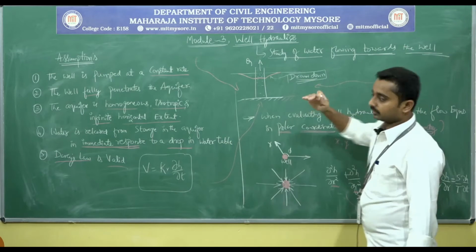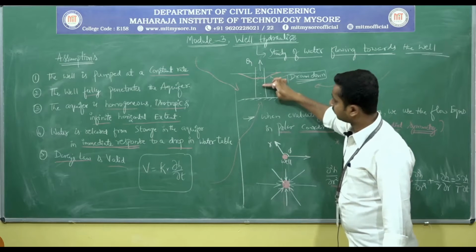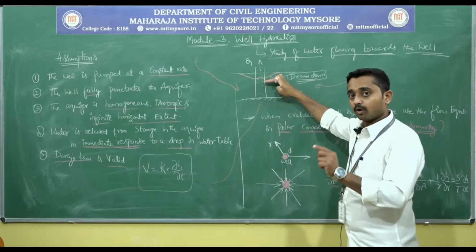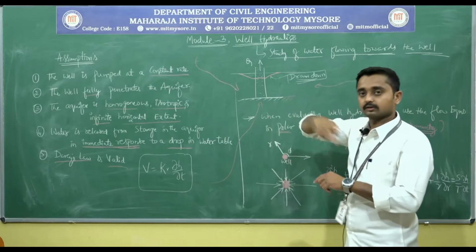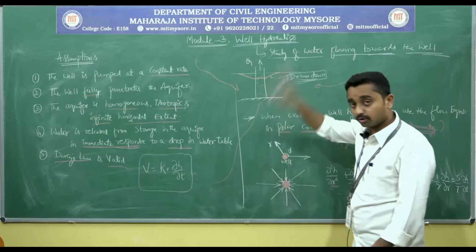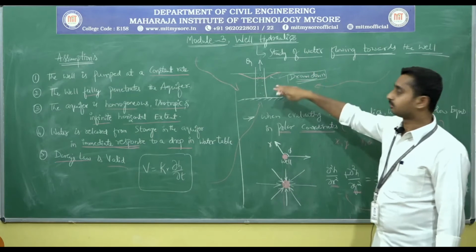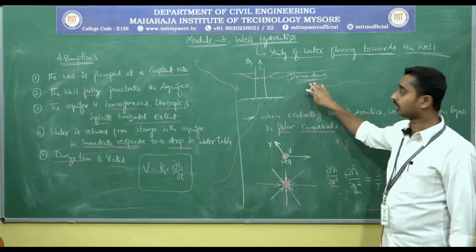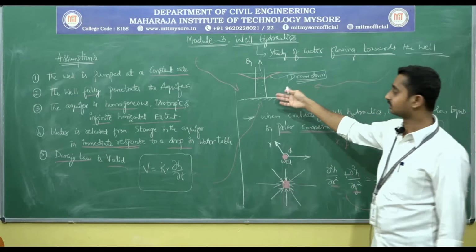Once the pumping starts, the water level gets reduced, in the well and in the vicinity of the well, surrounding the well. Both get reduced. The reduced water level forms the cone of depression, nothing but drawdown. So this is the reduced water level.